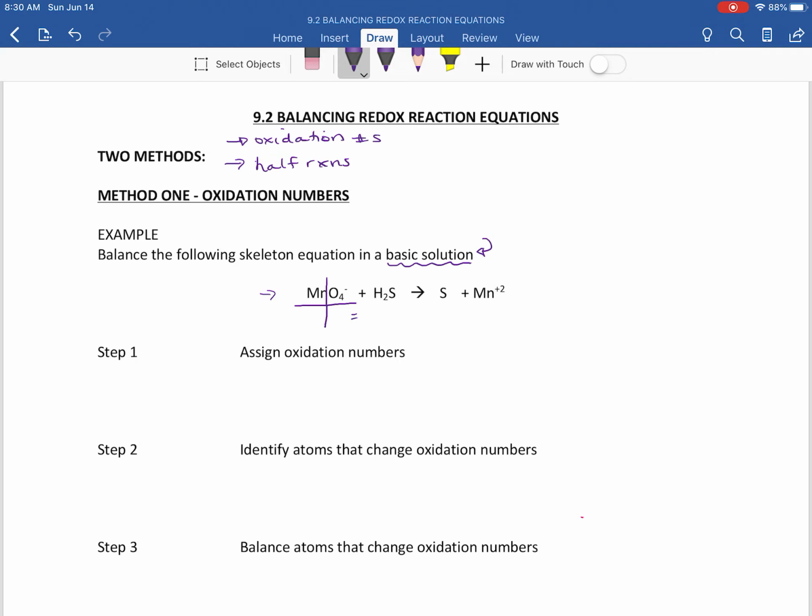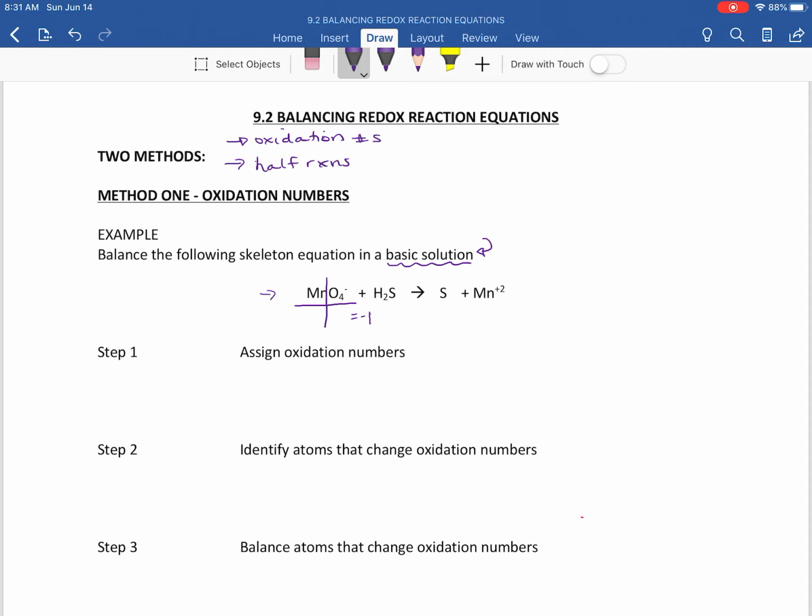So in the first situation, MnO4 has a -1 charge. That means both my manganese and my oxygen, when they combine together, have to add up to equal a charge of -1. And if you remember back from grade 10, this is why I didn't like to teach you guys crisscross, because I knew this was eventually coming. So this is how we add everything up.